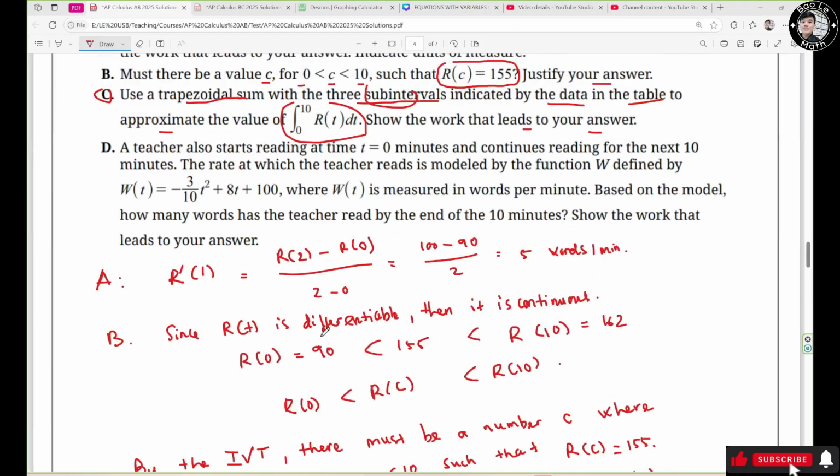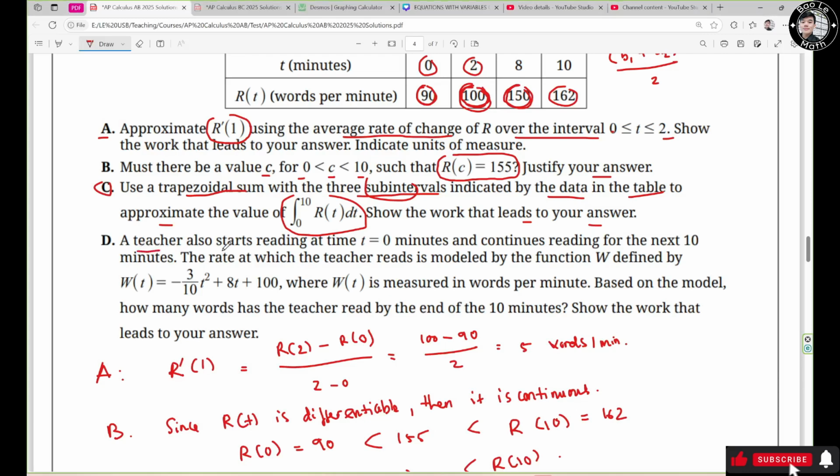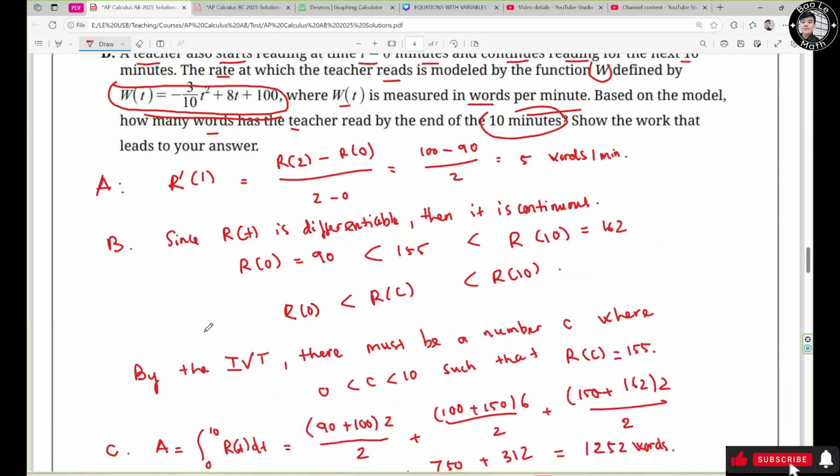Now let's move on to question D. A teacher also starts reading at time t equals 0 minutes and continues reading for the next 10 minutes. The rate at which the teacher reads is modeled by the function W of t, where W of t is measured in words per minute. Based on the model, how many words has the teacher read by the end of 10 minutes? Because this is the function of the rate of change, right? So technically, you just integrate this one.